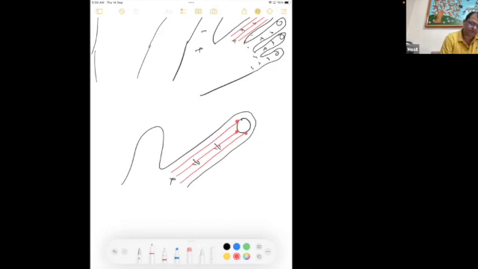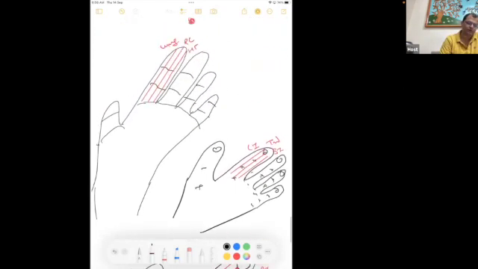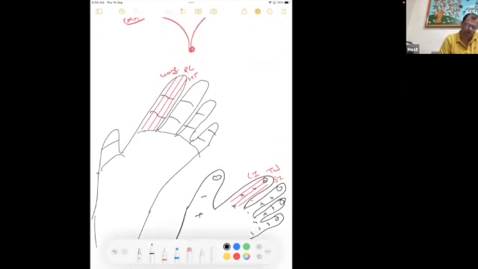Like LI meridian, triple warmer meridian, and the SI meridian. Then we are coming to the middle finger. अब middle finger की हम बात करते हैं. 3 meridians in the middle finger.